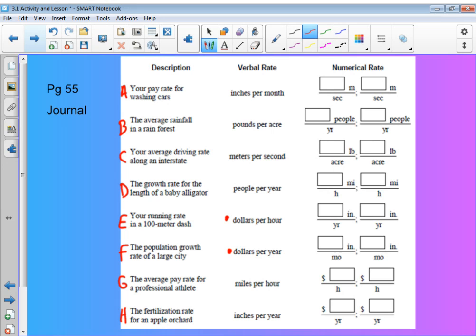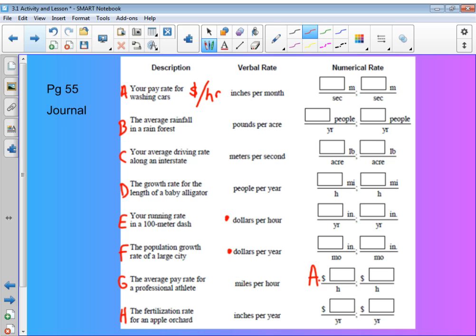So our description is dollars, and I'm going to use the dollar symbol per hour. Now we're going to find that numerical rate over in the right-hand column, and we'll put an A next to that one, just so we don't have to draw a bunch of lines to connect. So our dollars per hour, we've got it right here. This would be our letter A.